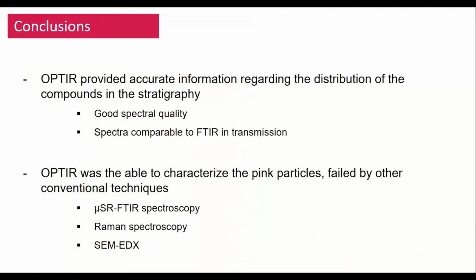So as a conclusion, from all this study, we could say that O-PTIR provided accurate information regarding not only the presence of compounds in the matrix, but also how they are distributed across the layer. O-PTIR provided good spectral quality, with good signal-to-noise ratio, low noise, and relative intensities comparable to FTIR transmission. So very promising results. And besides, O-PTIR was the only technique that was able to successfully characterize the pink particles.